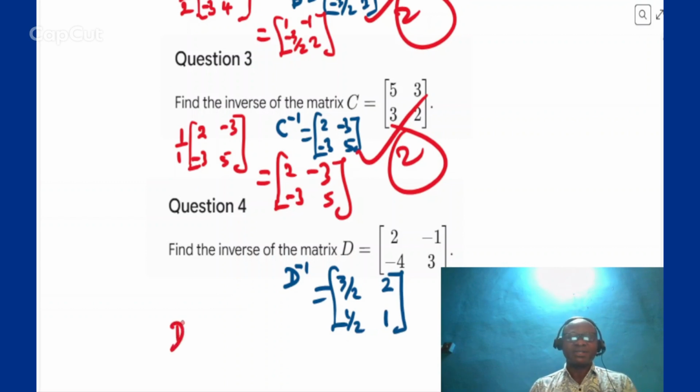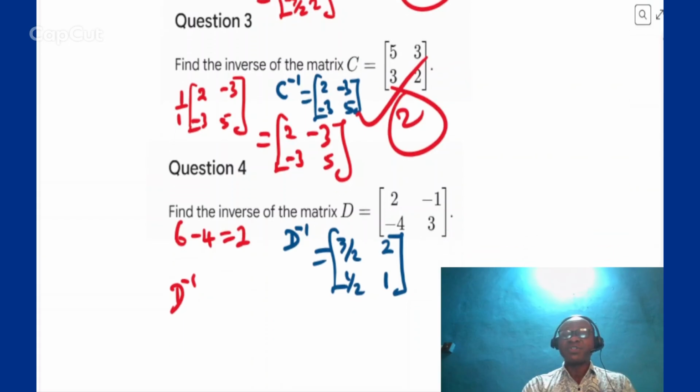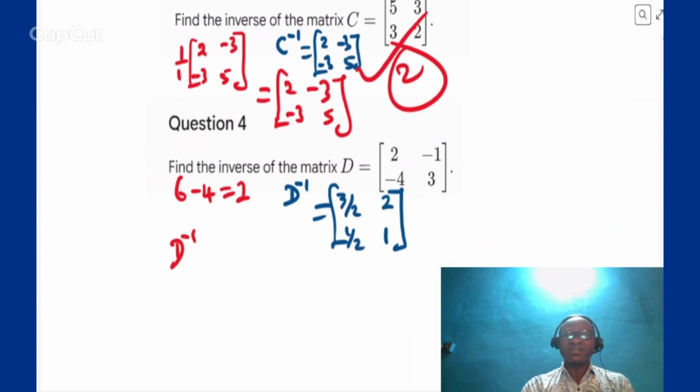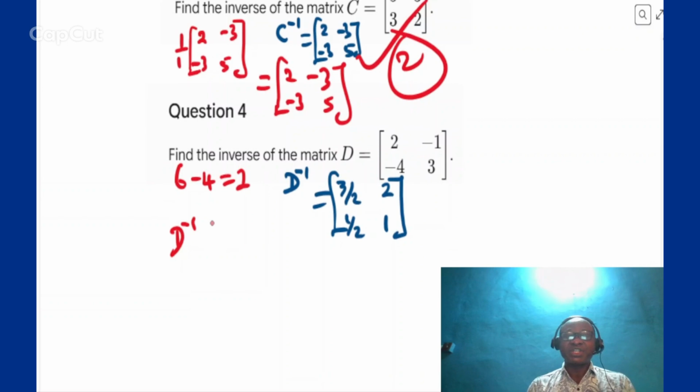D, right? Yes, sir. First and foremost, we find the determinant, and the determinant is 2 multiplied by 3, which is 6. Then minus 4 multiplied by minus 2 will give me positive 4. Then that is minus positive 4. So the determinant is 2, isn't it? Yes, sir. Because after multiplying, you still need to subtract. Do you understand? Yes, sir. So the determinant is 2, meaning that the inverse of the determinant will now be 1 over 2. Is it true? Yes, sir.